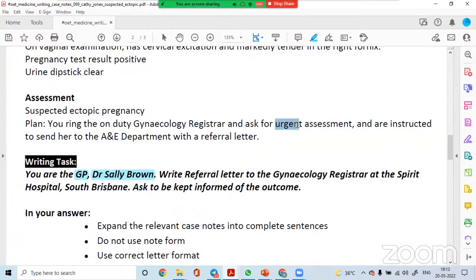So this is an urgent letter. So present visit will be first important. Admission and emergency department. And this is a referral. So it is an urgent referral. So you are writing to the gynecology registrar and you are writing to the Spirit Hospital, South Brisbane. Okay, so these are the bits of information. That's very, very essential.